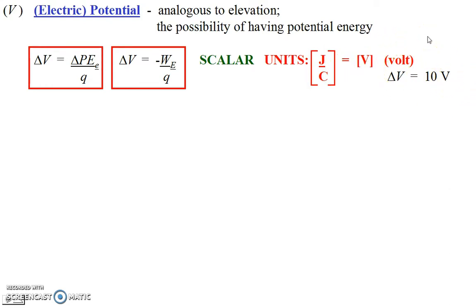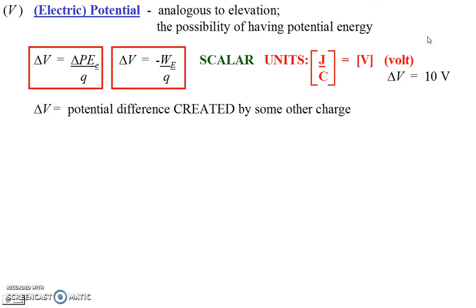Okay, let's define our terms here. So delta V is potential difference created by some other charge. Now, I know you don't really know what potential is just yet, but just be aware charges can create potential, and in this equation, it's created by something else. And even though you're still not quite sure what potential is, every time you see potential, you see the V, you see the delta V, you're thinking of the mountain. It's like the height of the mountain.